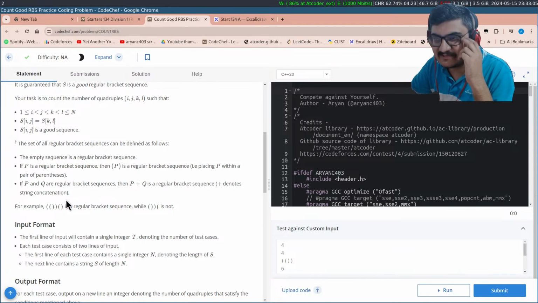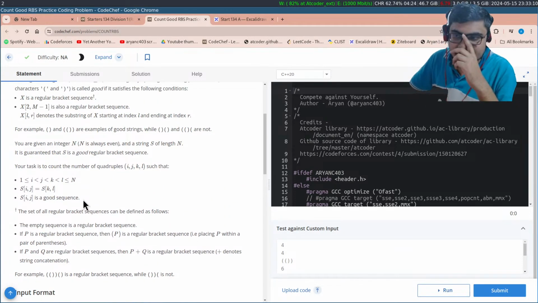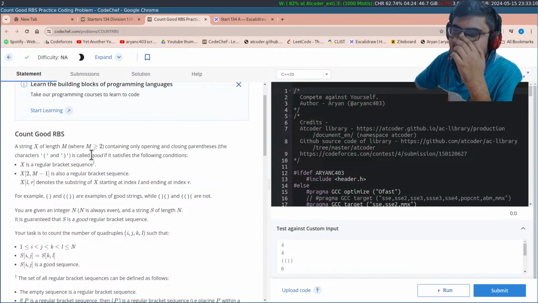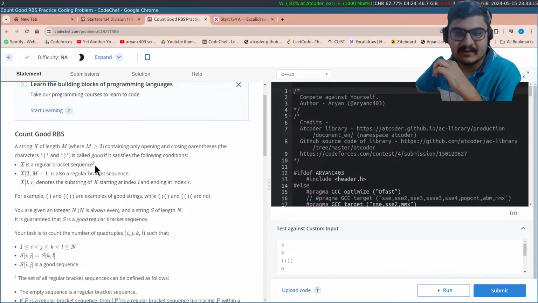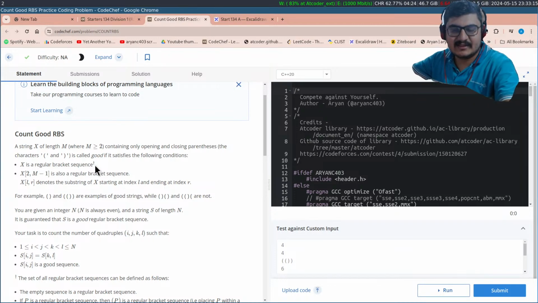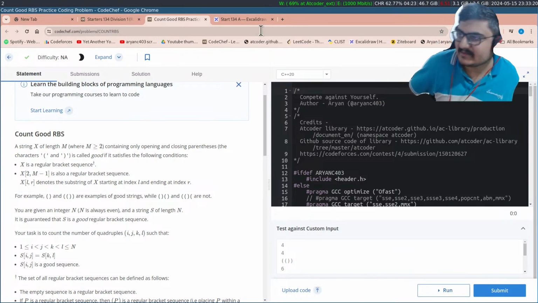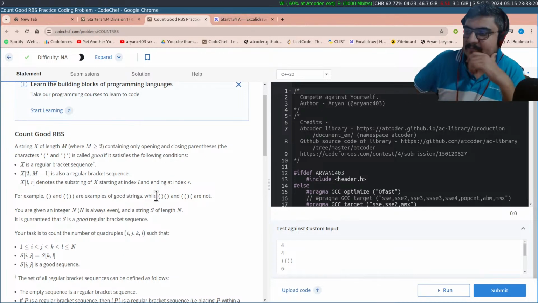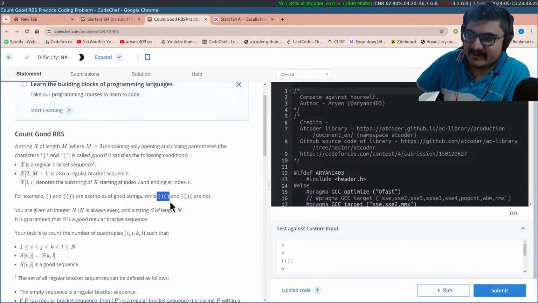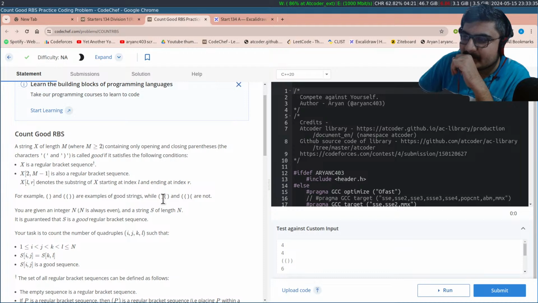There is a bit of standard definition here. The only part about the good sequence was that it should be a regular bracket sequence, and if you remove the first and last element as well, then the remaining part should also be a good bracket sequence. For example, this is a regular bracket sequence because for every starting bracket there is a closing bracket. For the first and second characters it is there, for the third and fourth characters it is there.